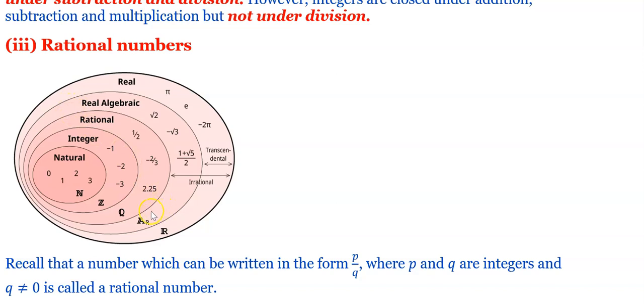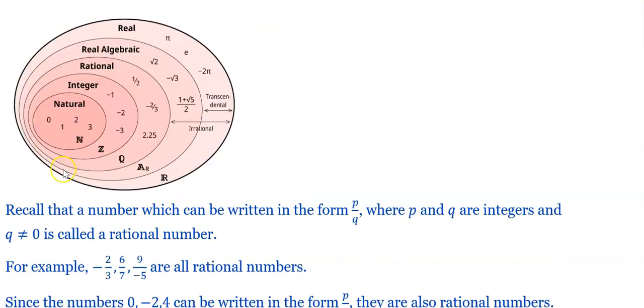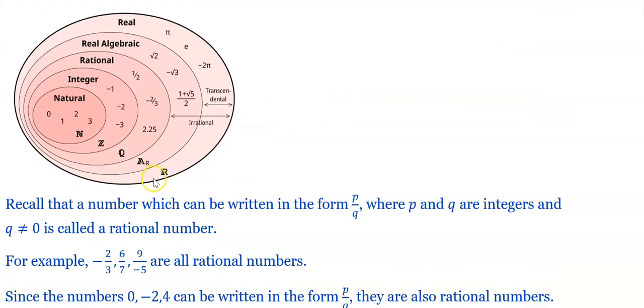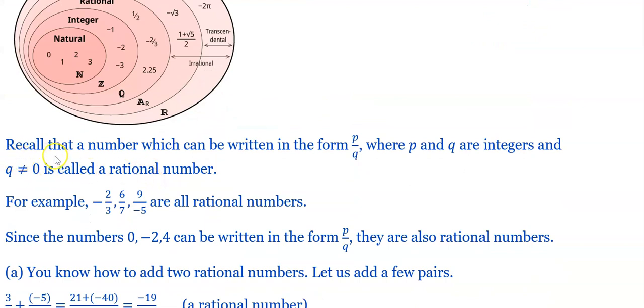Okay. Now see this here. We'll see the set of rational numbers. Okay. Recall that a number which can be written in the form P upon Q, where P and Q are integers and Q is not equal to 0, that type of number is called a rational number.